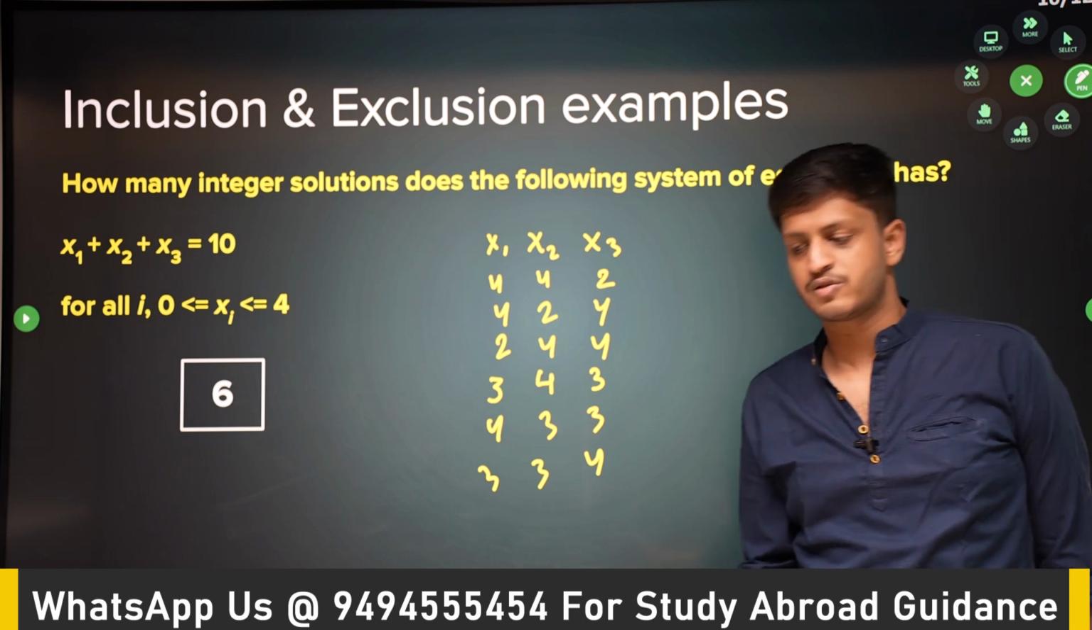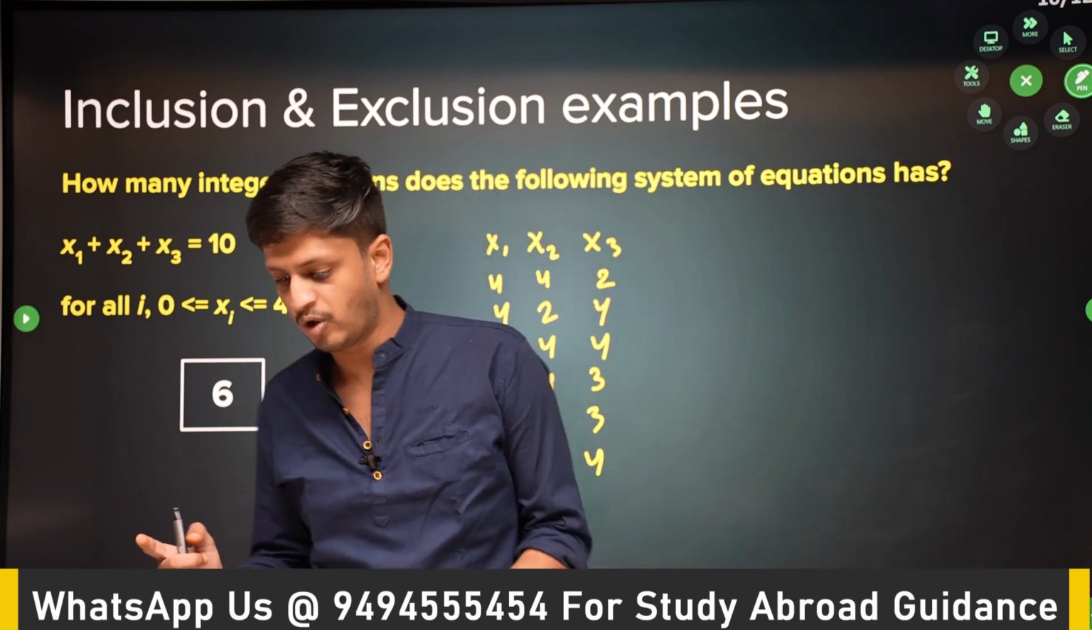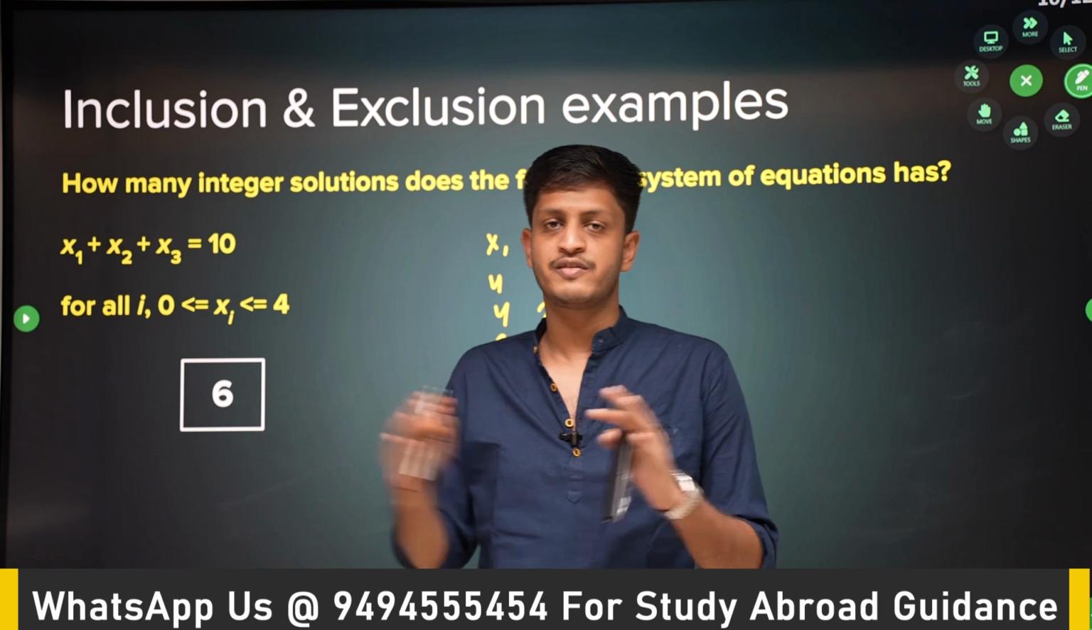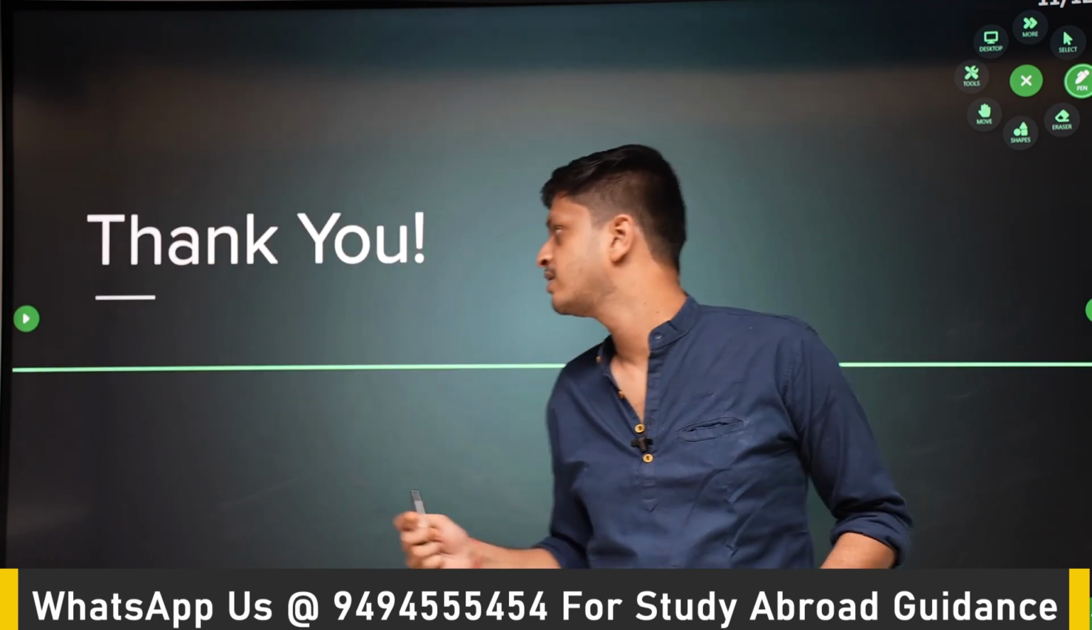This is how inclusion and exclusion works with combination and repetition. I told you there as well: to solve a generic question, you need inclusion and exclusion.